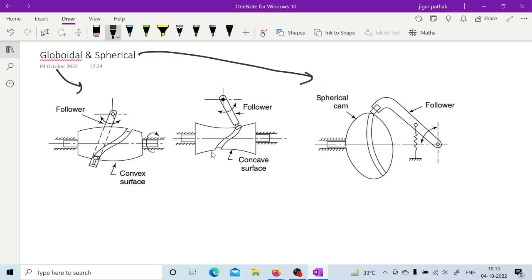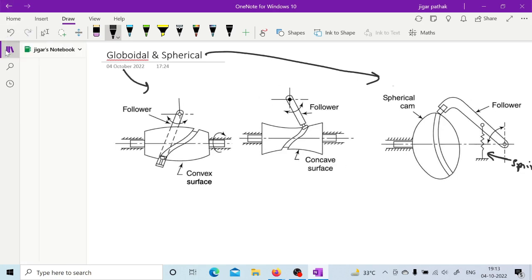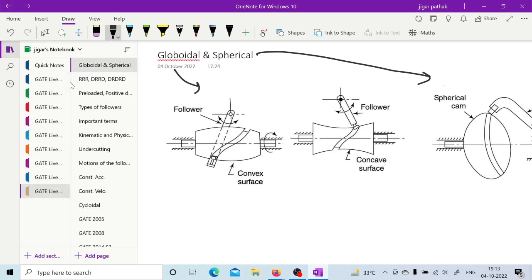So in spherical cam, as you can see, the follower motion is perpendicular to the axis of the cam on which it is rotating. So in spherical cam you can get this motion perpendicular to the axis of rotation. Here also you can see this spring is provided in order to maintain the contact, right? So this is how you are having various types of cams based on its shape, right?